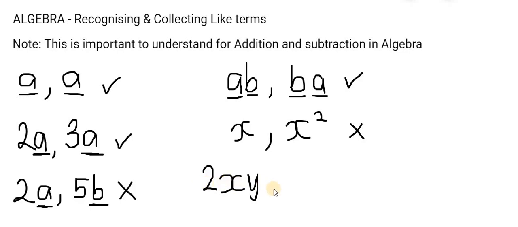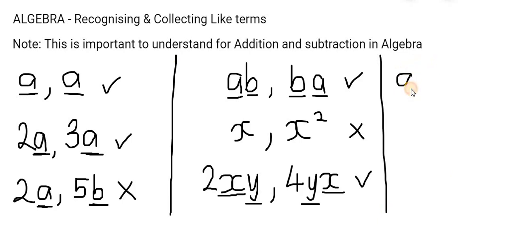Once again, if we have 2xy and 4yx, now remember, we pick like terms based on the end letters. So there's an x with no power showing, there's an x with no power showing. There's a y with no power showing, there's a y with no power showing. So these two are definitely like terms. Now, for the complicated batch, if I said a squared b and b a squared, are these like terms? Let's compare. It has an a with a squared, and it has an a with a squared. It has a b without a power showing, it has a b without a power showing. They are like terms.